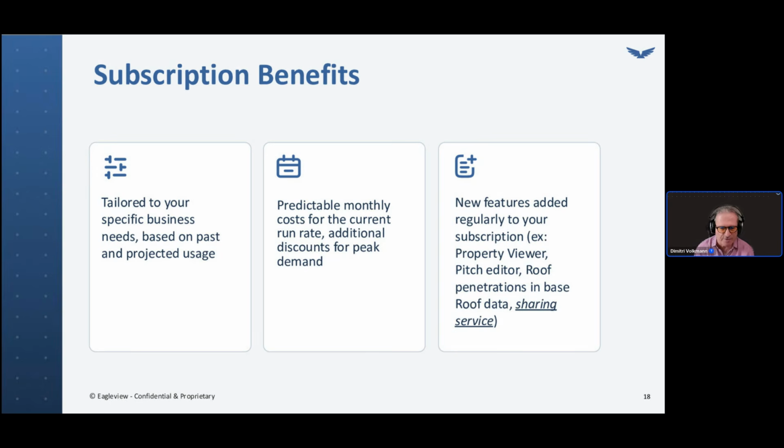So since we've launched the product with the property viewer about 15 months ago, which was the first benefit of being on the EagleView One subscription, you not only get your PDF reports or XML or JSON, but you get this 3D visualization tool. We added the pitch editor, so you can convert 2D to 3D. We've added roof penetration in the base roof data model reports, so you don't need to buy premium. It's part of the base roof model when you order 3D One.